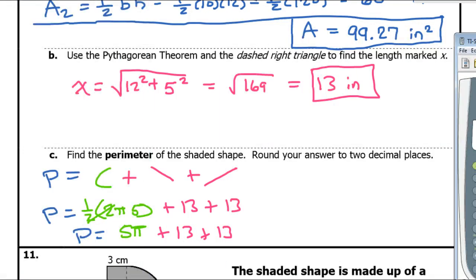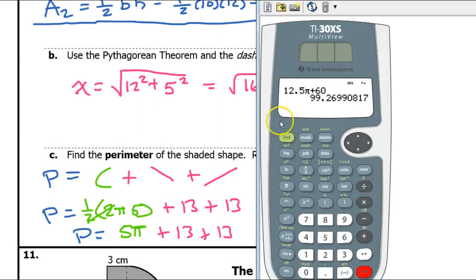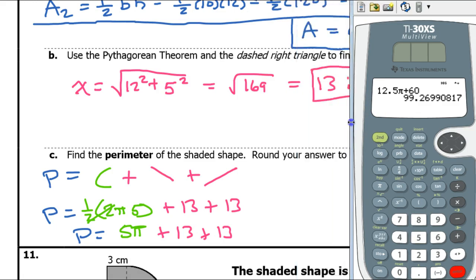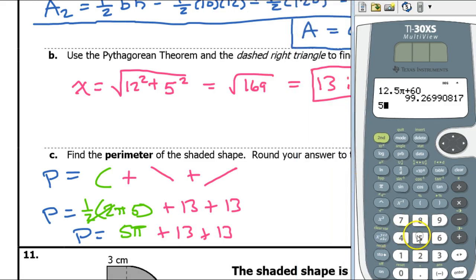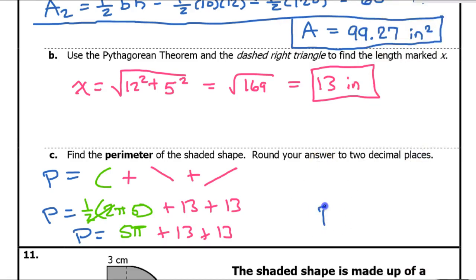Now it might get a little bit loud right at the end, but I'm going to finish this problem. So I need to do 5 pi plus 13 plus 13. That's 41.71. And perimeter is a length, so that will be units of inches.